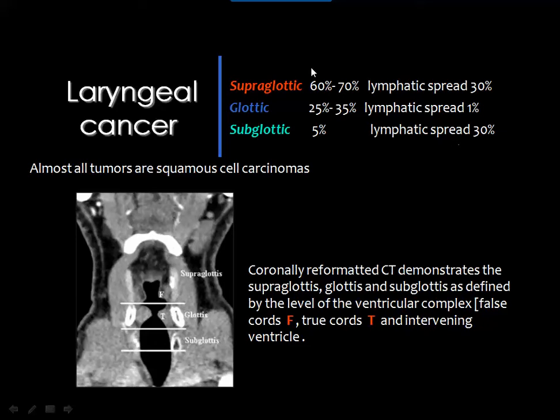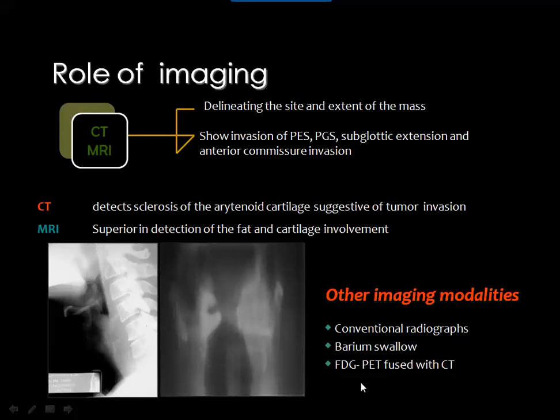Supraglottic laryngeal carcinoma is the most common, occurring in about 60 to 70% of cases, followed by the glottic region, and the least is the subglottic area. Then you have to image laryngeal cancer for specific reasons.